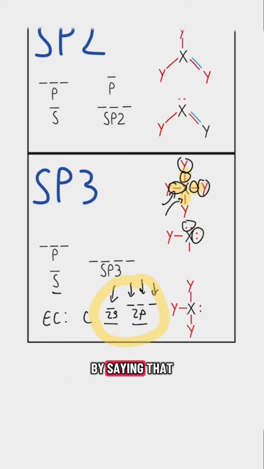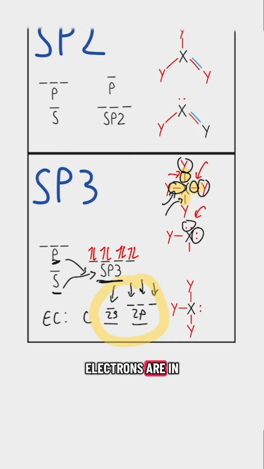Hybridization fixes this by saying that the s orbital hybridizes with all 3 p orbitals to create a new subshell called the sp3 subshell, and this one has 4 orbitals of equal energy. Now the electrons that are in these bonds or in the lone pairs will occupy those sp3 orbitals. And when you have 4 electron groups, you have 8 total electrons, and all 8 electrons are in that subshell.